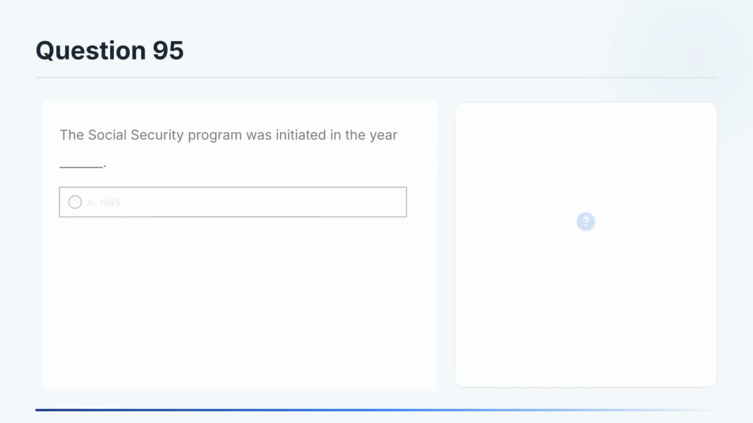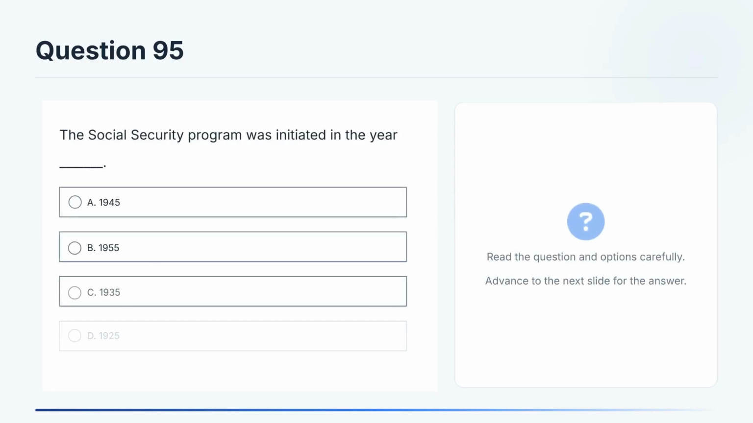Question 95. The Social Security program was initiated in the year blank. A, 1945. B, 1955. C, 1935. D, 1925.